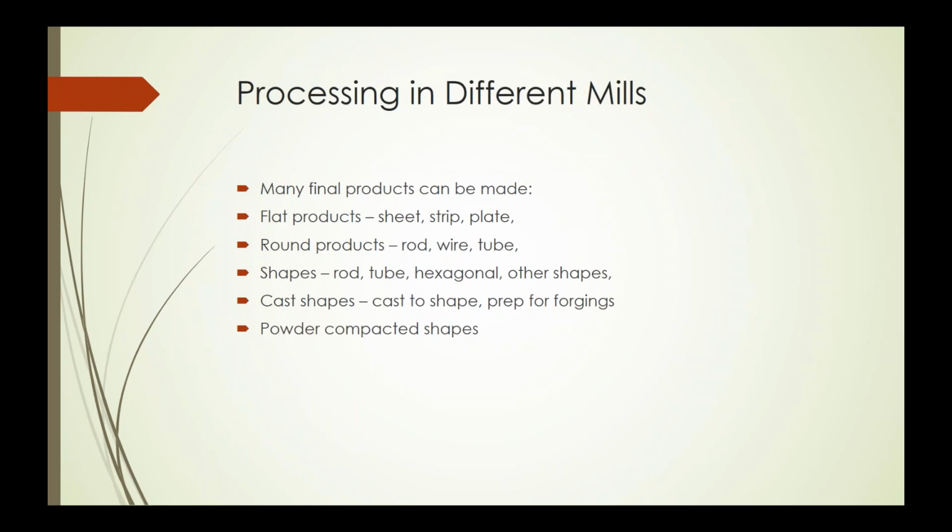Round products. Rod can be made either from a strip and rolled and welded into shape, or cast as a tube. Rod can be cast directly, and it used to be rolled out of a bar. And wire, again, wire was rolled out of rod, which was made out of a cast shape. These days, we'll look at a couple production techniques for round products.